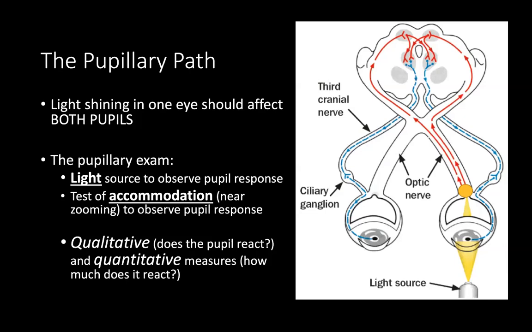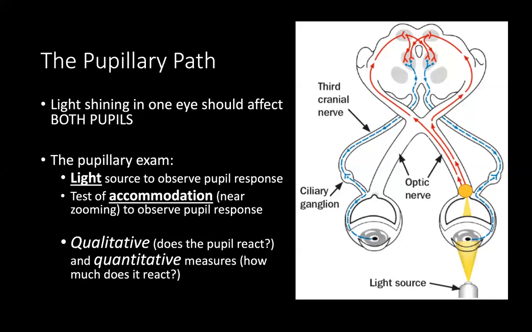A light source is used to observe pupillary response in the eye that's being shined in and the light in the fellow eye, and also accommodation. So we want to understand how the pupils react to both light and accommodation. Of course, accommodation being the ability to zoom in up close. So what do the pupils do when they're looking in the distance compared to what the pupils are doing when they're having to focus at a near object? We're trying to get this both qualitatively, does the pupil react at all? And quantitatively, how much does it react?